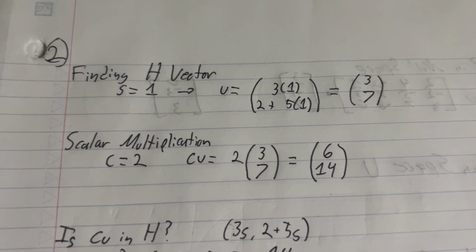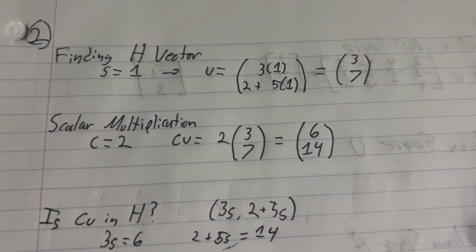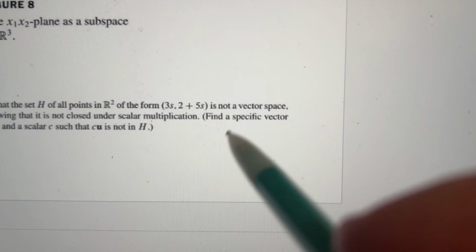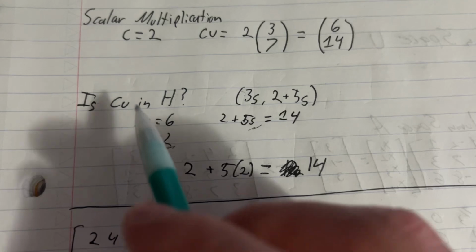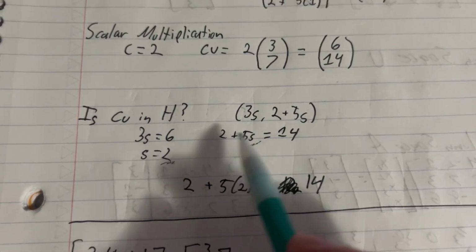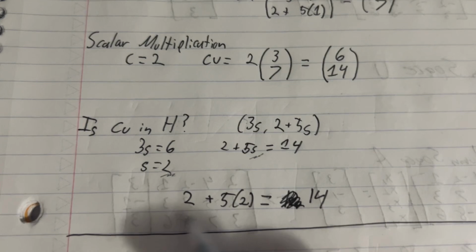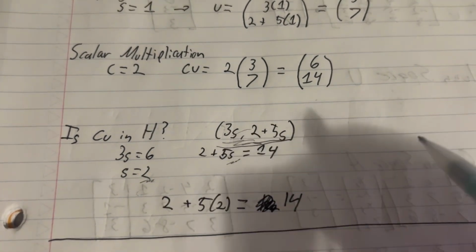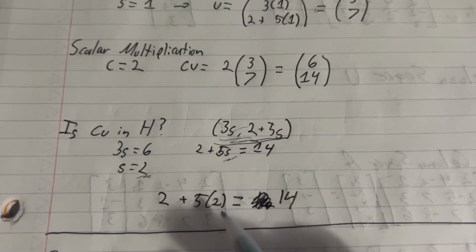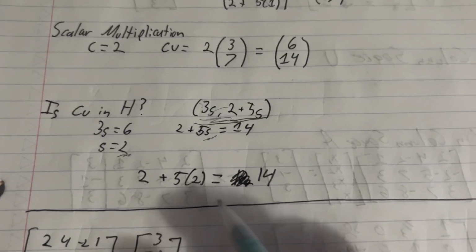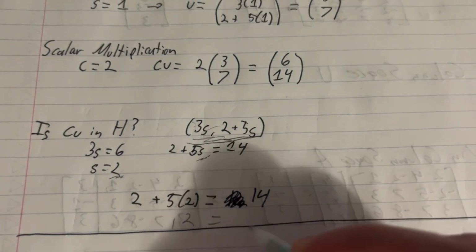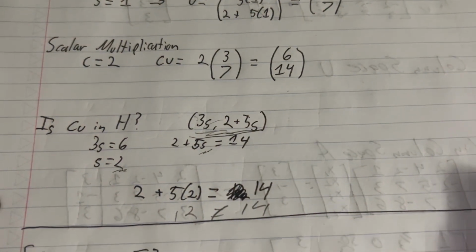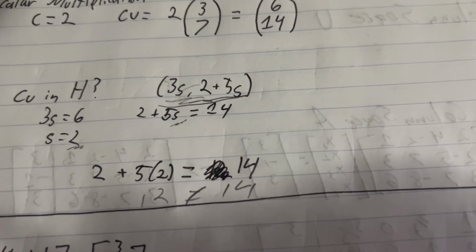Now, what we can do is check if this is in H. To be in H, it must be in this form right here: 3S and 2 plus 5S. So we see 3S equals 6. We divide by 3, and we get S equals 2. Now, if we plug this into 2 plus 5S, we get 2 plus 5 times 2. 5 times 2 is 10, plus 2 is 12. 12 doesn't equal 14, right? So this condition is not satisfied.